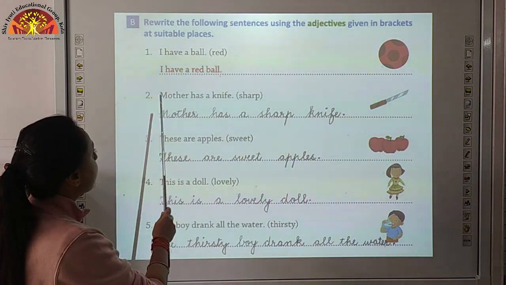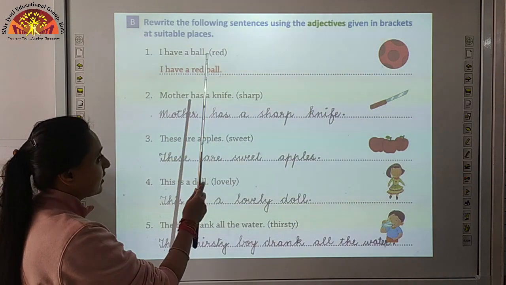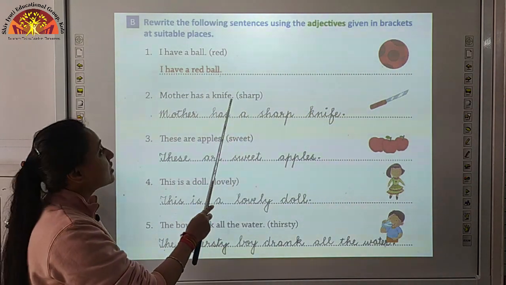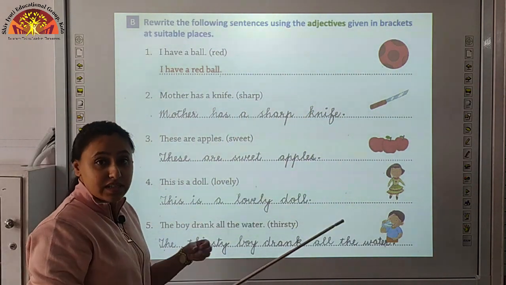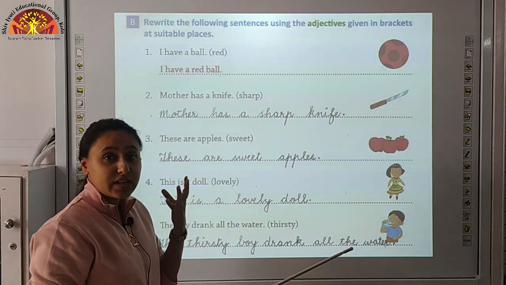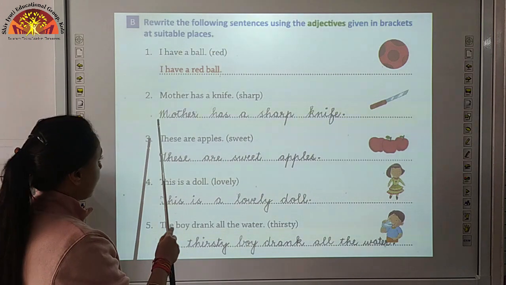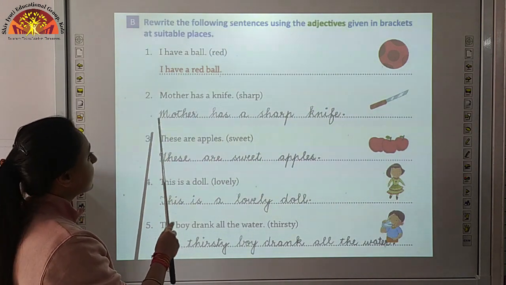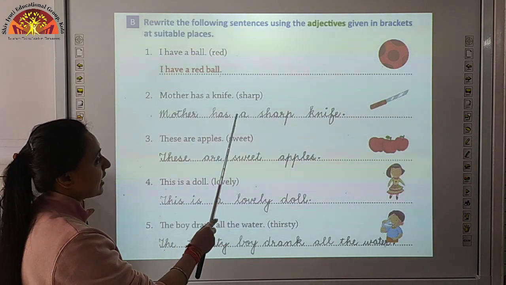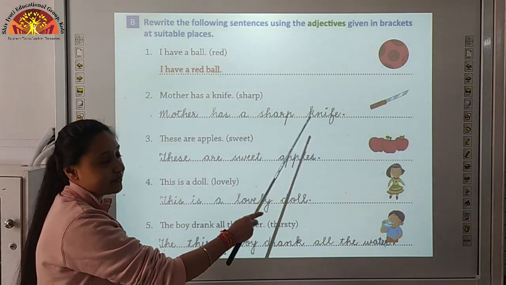Now number 2, mother has a knife. The adjective given here is sharp. Okay, you have seen a knife. What adjective do we use for a knife? Sharp. Okay, so we will rewrite the sentence. The sentence will be, mother has a sharp knife.